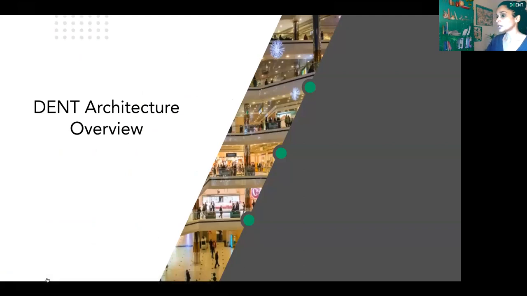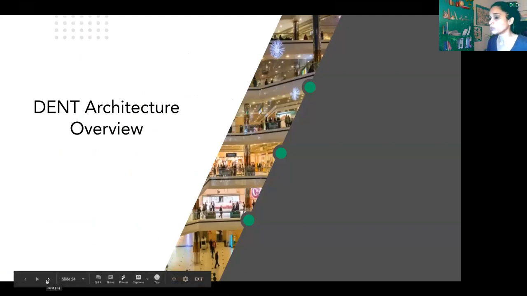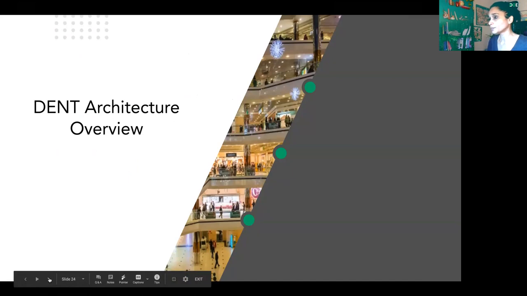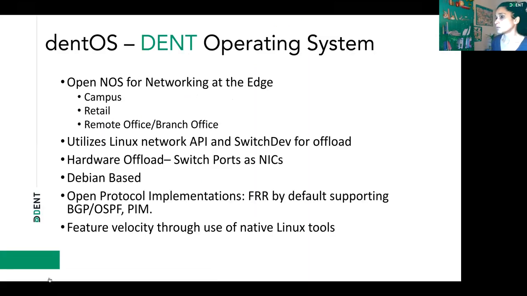Okay, DENT architecture. Diving a little bit deeper into what components are present in DENT and the switchdev driver and so on. So DENT again, open NOS for the networking edge, edge first. Which means that the requirements of the edge NOS like PoE and other infrastructure come first. So switchdev is the core. The networking API is the core. Switchdev is largely not really seen by the user, right? The user just interacts with the box or the Linux networking as he would do on a server. It's the kernel that abstracts all this in the layer called switchdev.